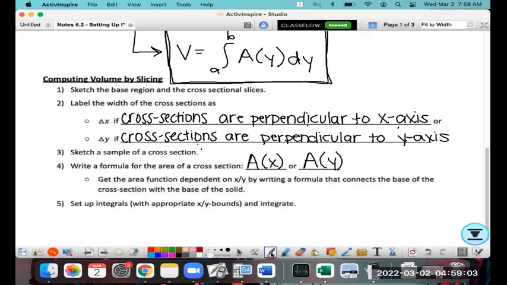But let's think about it. If my cross section, like I had above, was a circle, my area formula of a circle is pi r squared. That's not dependent on x, that's not dependent on y. So what we need to do from there is figure out how to connect the area function to either x's or y's. And that is going to require you coming up with some formula that connects the actual base region of your entire solid to that formula. And you'll see how to do that in a few examples today.